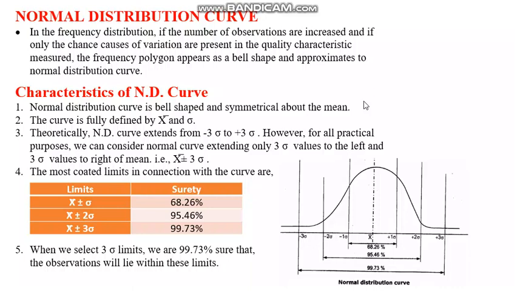Now let us see the normal distribution curve. You know that this normal distribution curve is a bell-shaped curve like this. We have seen this before also.